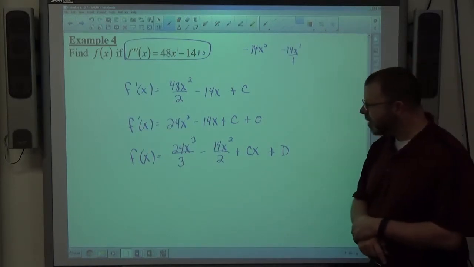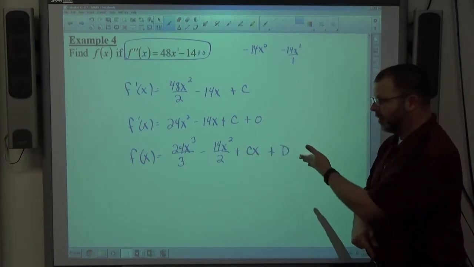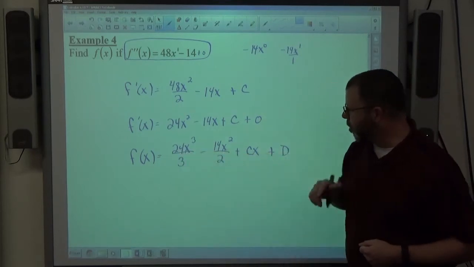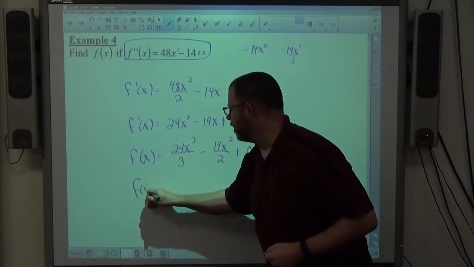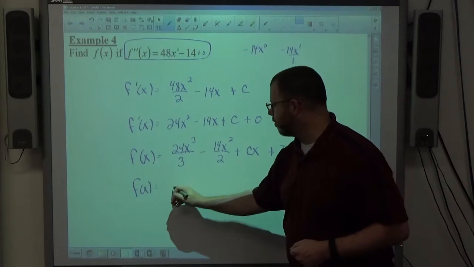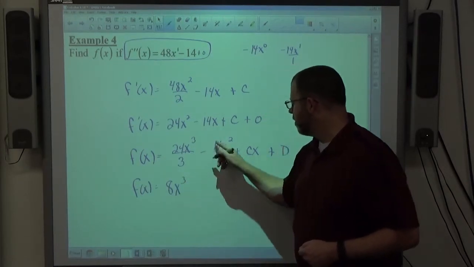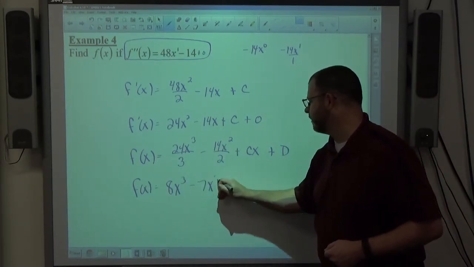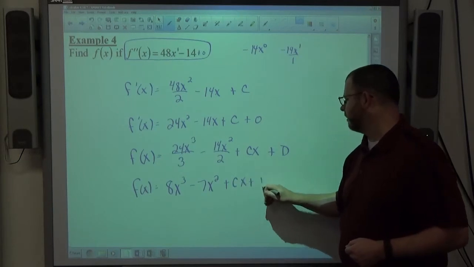All right? And again, that's the function. This and this can both be simplified, so then I just take each term and make them simpler. 24 over 3 is 8. 14 divided by 2 is 7. Plus cx plus d.